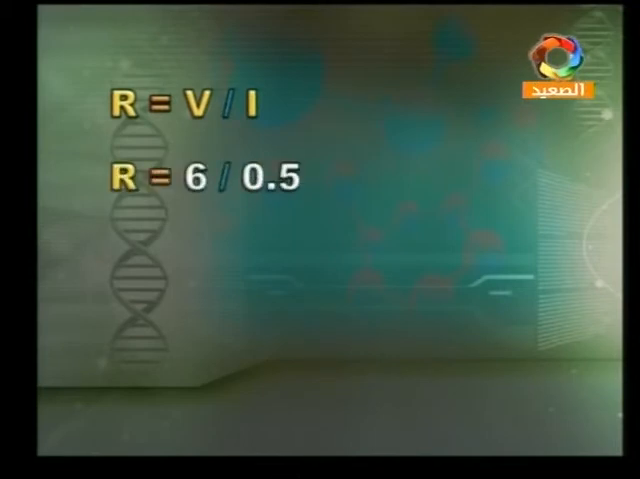Yes. How can we do that? We have 2 parts of this problem. The first one is R equals V over I. This is Ohm's law. R equals 6 divided by 0.5. What is the answer here? The answer directly will be 12 ohm. Good. And now the second section.